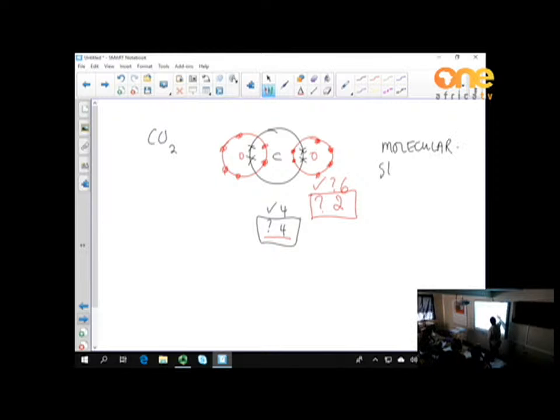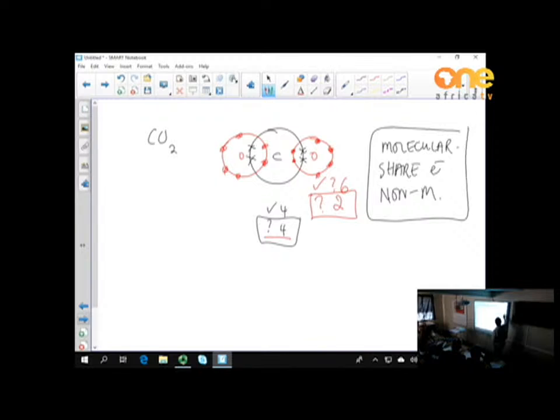because it is a sharing of electrons between non-metals. You have a double period, no? Okay. Look, I won't carry on the full double period, but I do want to carry on a little bit. So, molecular substance share electrons between non-metals. Now, what are the properties of molecular substances?